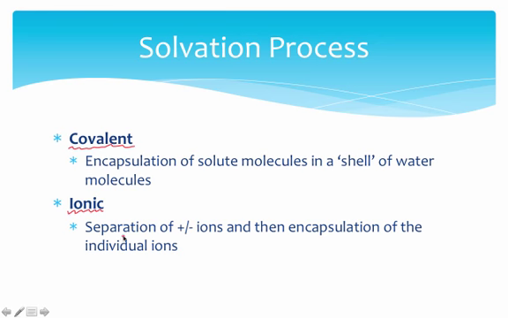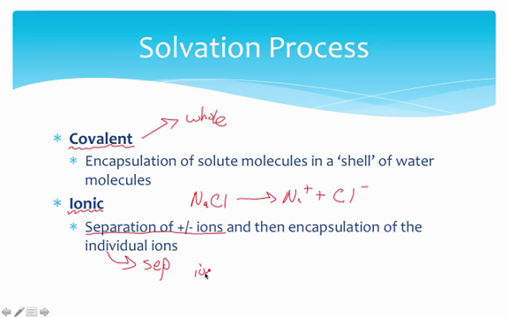Because those water molecules have a charge, the first thing that occurs is the separation of the positive and negative ions. What was once NaCl, when it goes into solution, becomes Na+ ions and Cl- ions. They're no longer together. And then the individual ions themselves get encapsulated by the water molecules. So you get this separation thing. So again, the big thing to think about here is when you're dealing with covalent, it's whole molecules. When you're dealing with ionic, it's this idea of separate ions.